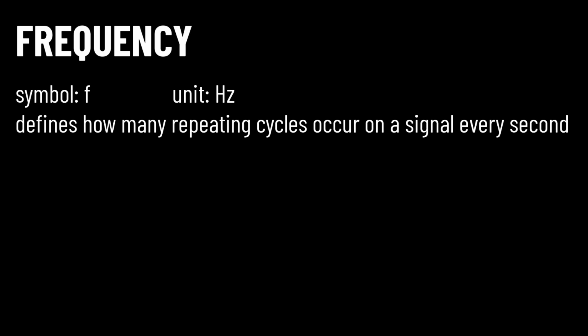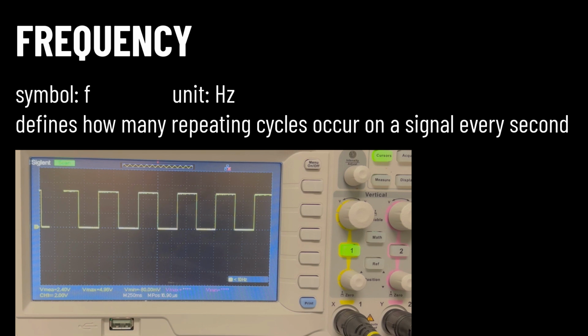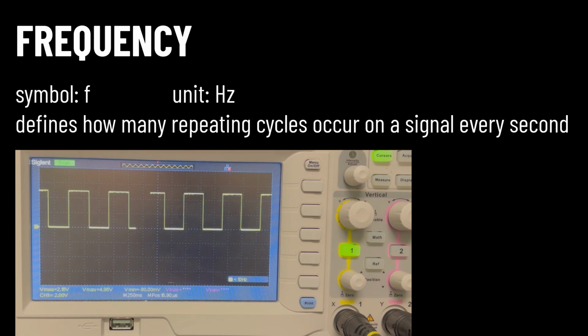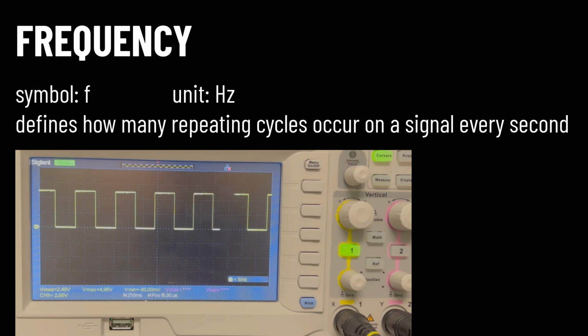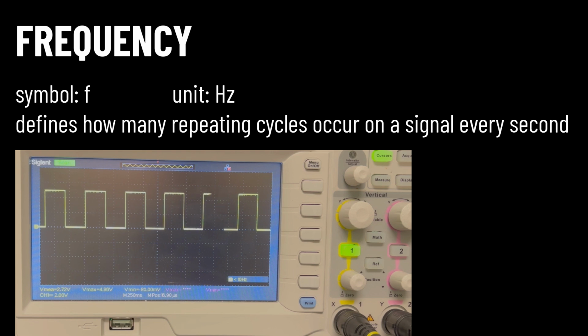First, let's define frequency and period. Frequency, which uses the symbol F, defines how many repeating cycles occur every second on a signal. For a square wave of the type used to clock a digital logic circuit, the frequency is a measure of how many rising edges occur every second. The unit of frequency is hertz. A frequency of 1 hertz refers to 1 rising edge occurring every second. 100 hertz would be 100 rising edges occurring every second, and so on.